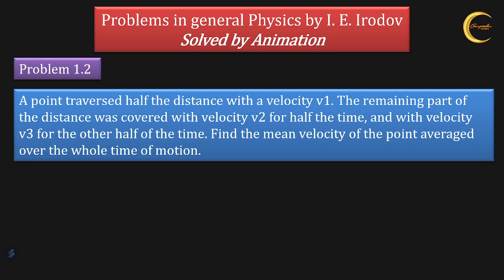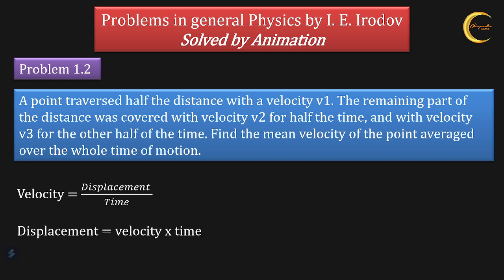So what do we have to find here? Find the mean velocity of the point averaged over the whole time of motion. We have to find the mean velocity of the distance he is covering. So before going to the solution, it is necessary to know some theory. Velocity equals v by t, as everybody knows, and displacement equals v into t.